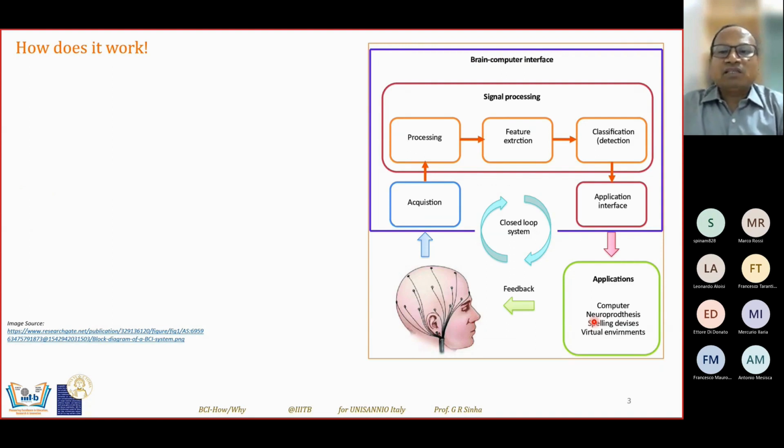So how does it work? I think this diagram is very similar to the previous diagram. Look at the diagram. It's the same. We have acquired the signal from the brain. It goes to pre-processing. So this particular part is signal processing. You can also say processing, then feature extraction and classification. These are under signal processing. You process the signal in such a manner that you get some meaningful information. And the applications include numerous applications like computer neuroprosthesis, spelling devices, virtual environments, and so on.